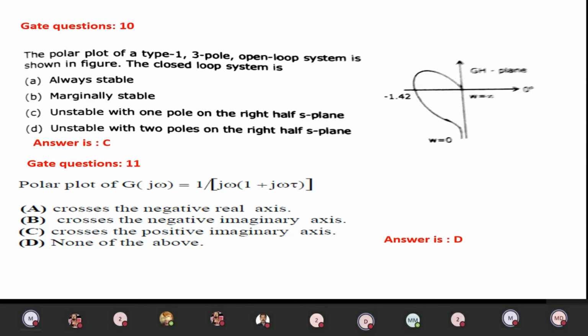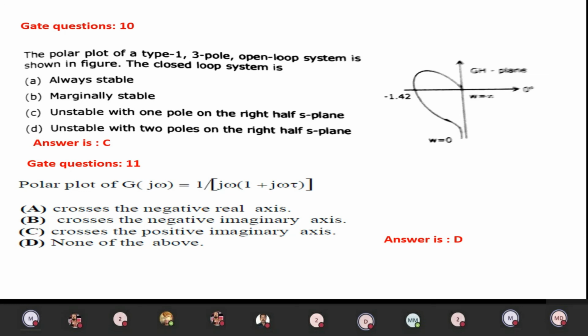So then we can see, if you have a polar plot for G(s), G(jω) = 1 / (jω(1 + jω)). Whether it crosses the negative real axis, the negative imaginary axis, the positive imaginary axis, or none of the above. So here it will not cross any of the above.